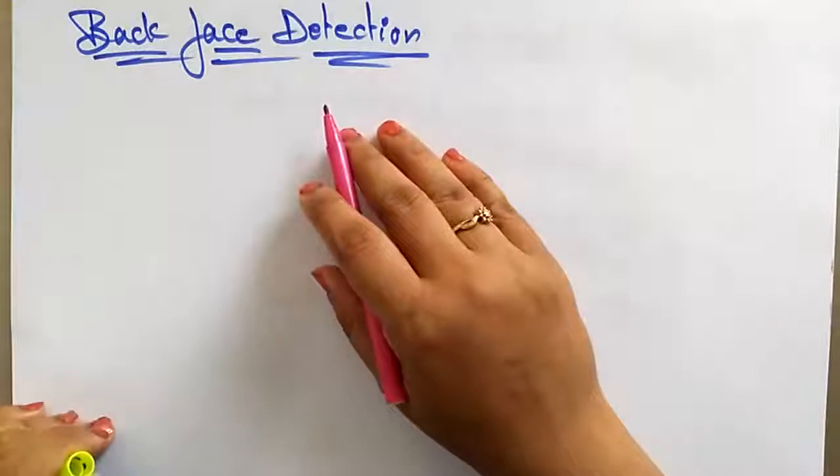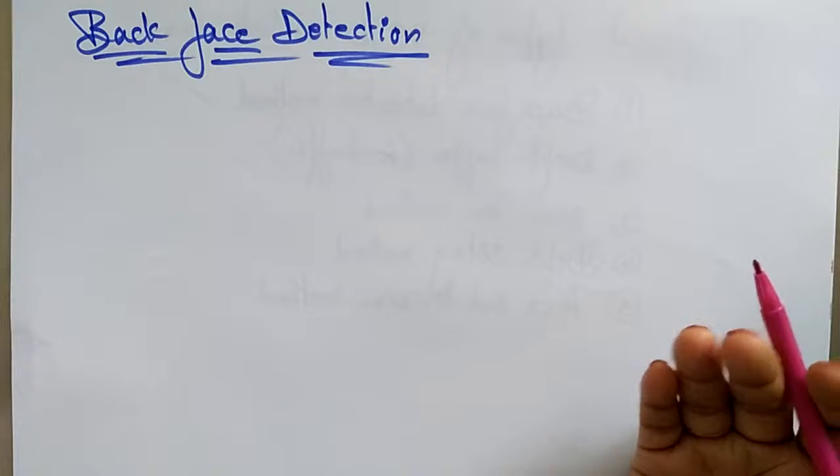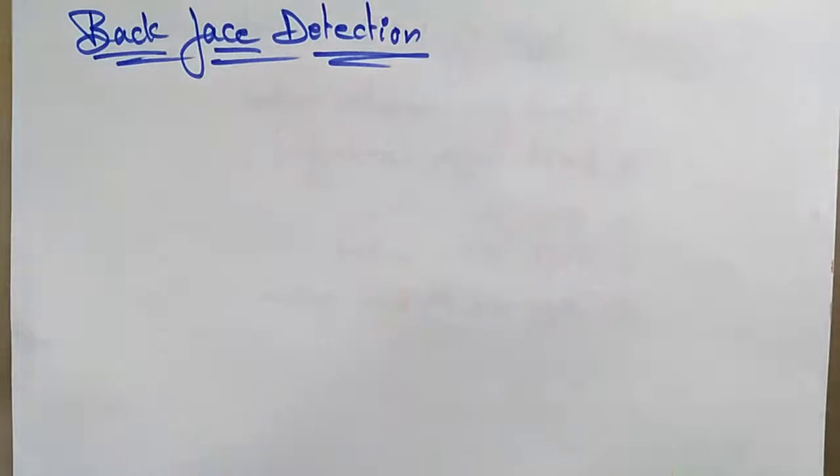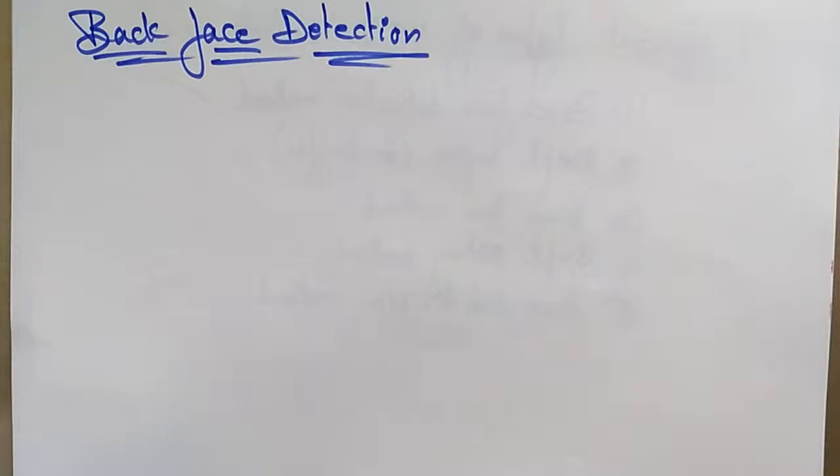Back face detection. The back side of the picture, whatever surface you have taken, that back side has to be detected and removed, so that the hidden surface problems can be solved. So in back face detection, rather than finding the front view, we have to find the back space, how much space it is occupying. So just calculate that space and remove it. You have to clip that part.